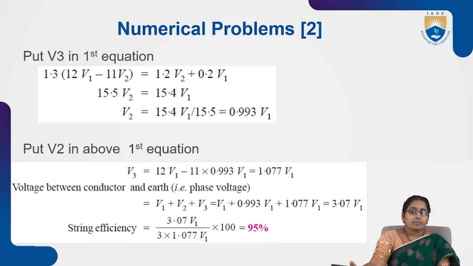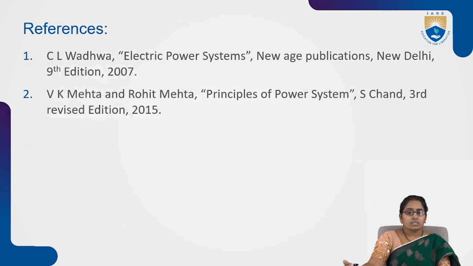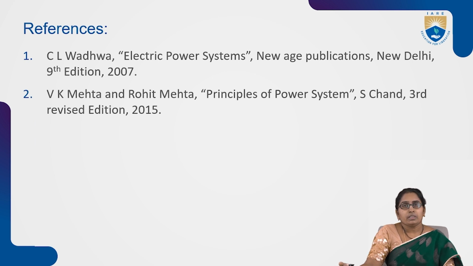So this is how, with a guard ring connected in the system, the problem is solved and string efficiency is obtained. These two problems are taken from the second book, VK Mehta, Rohit Mehta, Principles of Power System. And the testing of insulators topic is from the first textbook, CL Wadhwa, Electrical Power Systems. So this is the lecture for now.